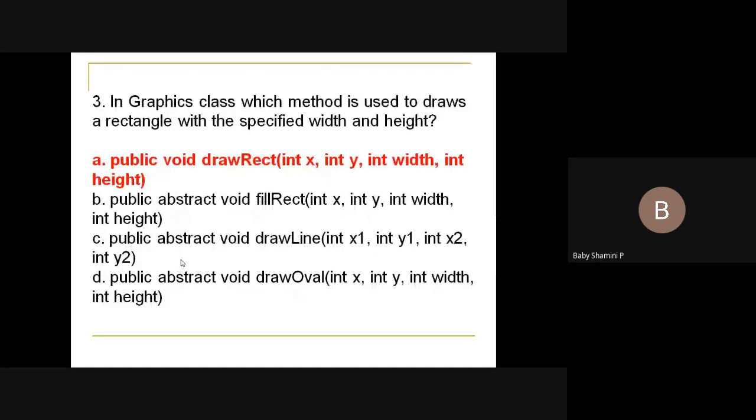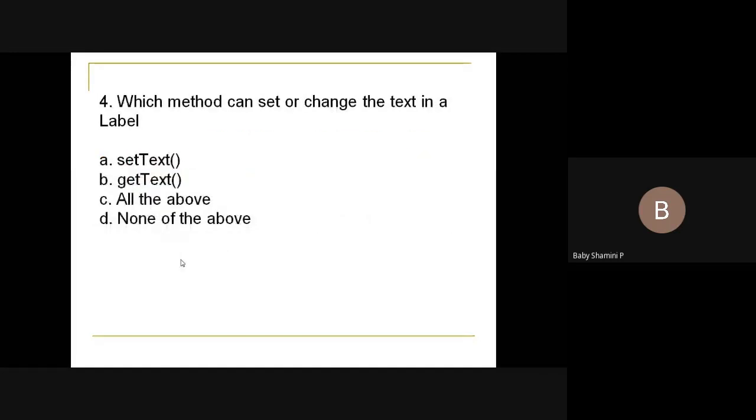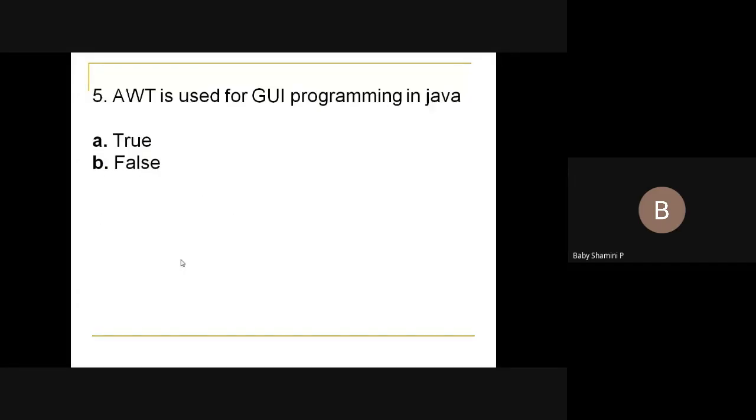So our next one: which method can set or change the text in a label? How to change text in a label? Any answer? If you want to set some text or change something, we have to use the setText method. That is the correct answer. So if you want to set the content or change something, we use setText. So Shrutika is correct.